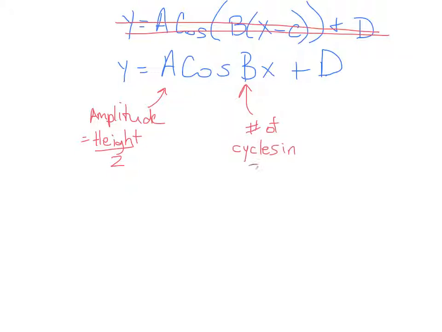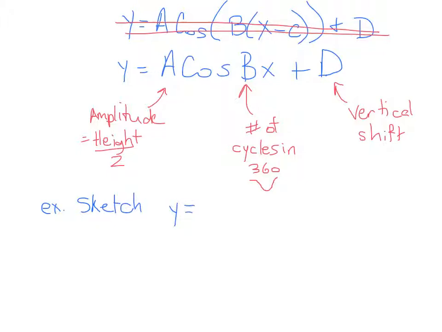And we already know what one cycle looks like. It looks like this. So the number of these things here in 360. And D is the vertical shift, going up or down. So let's focus first in on the amplitude for cosine. So let's do an example. And in my example, I would like us to graph the function. Sketch y equals, let's say, 3 cosine x.